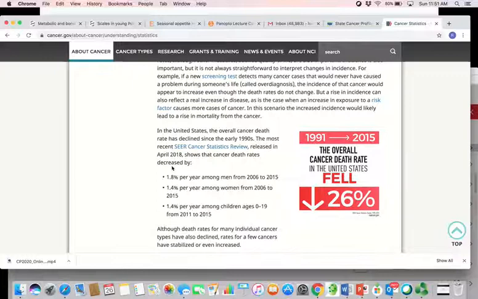But overall cancer death rates in the U.S. have fallen over the past 30 years by 26%, and that's pretty remarkable. So when I was a kid, which is close to 56 years ago now, if you heard about somebody getting cancer, that was a death sentence, and that is definitely not true anymore.